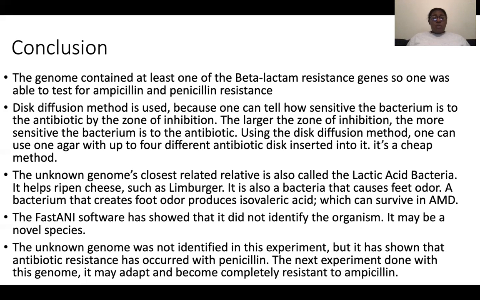The unknown genome's closely related relative is also called lactic acid bacteria. It helps ripen cheese such as Limburger. It is also a bacterium that causes foot odor. A bacterium that creates foot odor produces isovaleric acid, which can survive in acid mine drainage.